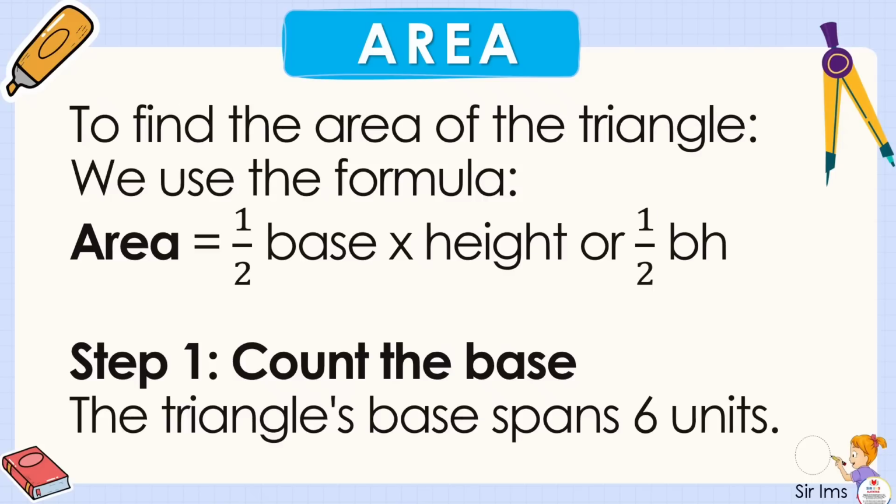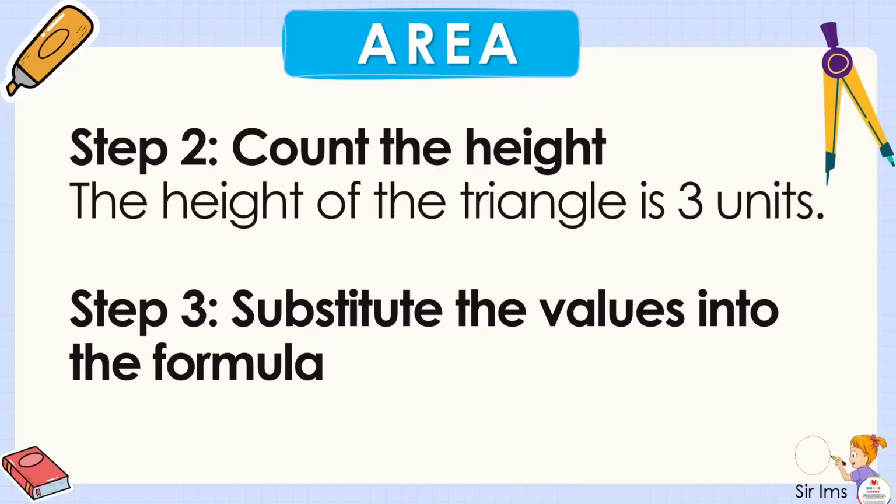So to find the area of the triangle, we use the formula: area is equivalent to 1/2 base times height, or 1/2 multiplied by base and height. So step 1, count the base. Going back to the figure 1 a while ago, the triangle's base spans 6 units. So that is the base, 6 units. For step 2, count the height. The height of the triangle is 3 units. So again, our base is 6 and the height is 3.